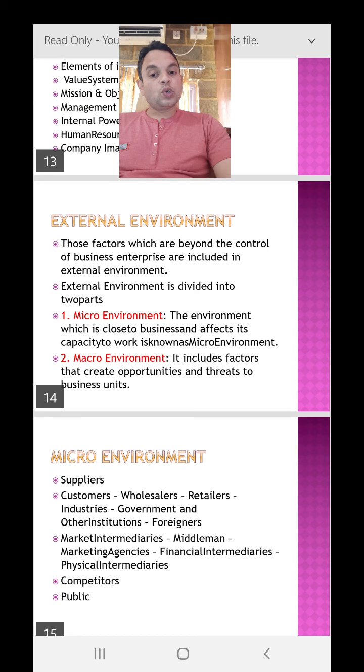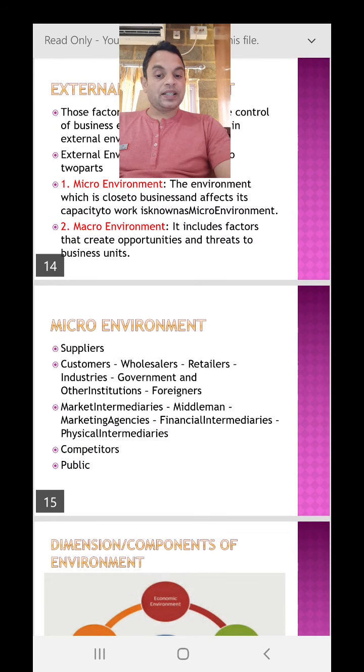External environment has two types of environment, that is micro and macro. Micro means individual unit. It can be suppliers, it can be customers. You can refer to slide number 15. It can be suppliers, customers, marketing intermediaries, competitors, public. So micro environment is a part of external which you can still control. Tomorrow we'll see what you mean by macro environment.